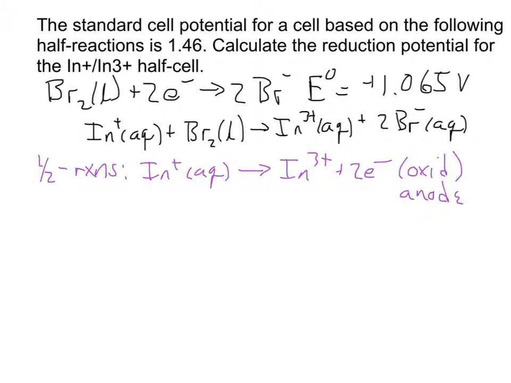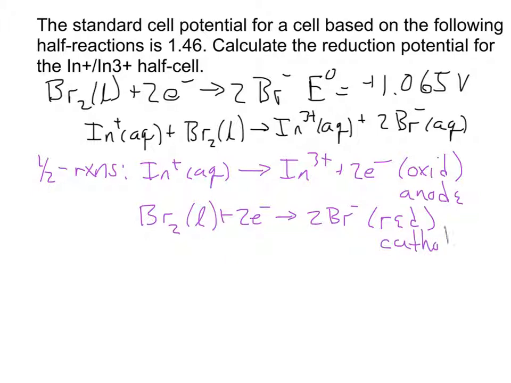Okay? And what's your other reaction that's going on, your other half reaction? It's going to be Br2 liquid gaining 2 electrons to produce 2 Br minus. That's going to be a reduction, and so that's going to be the cathode.